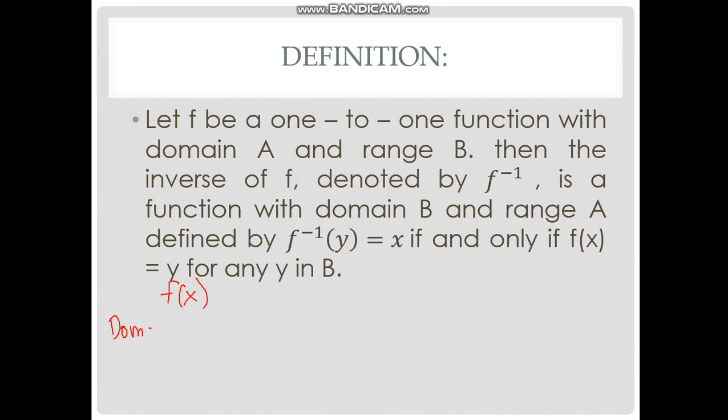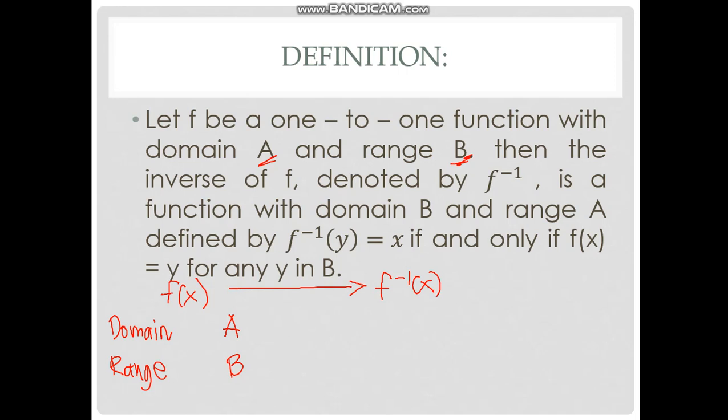So based from the definition, let's say set A is the domain. Domain is all possible values of x, and range, or all possible values of y, is set B. Then the inverse of f is denoted by this symbol. So f of x, when we get the inverse of the given function, we write this symbol, but we read this as inverse of f of x.